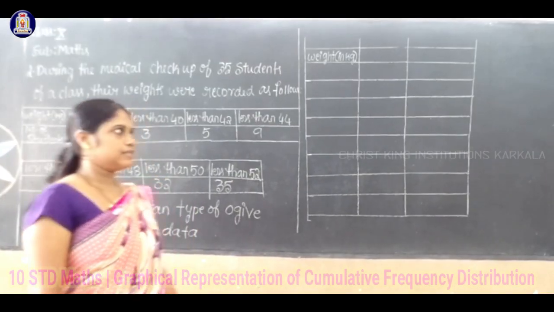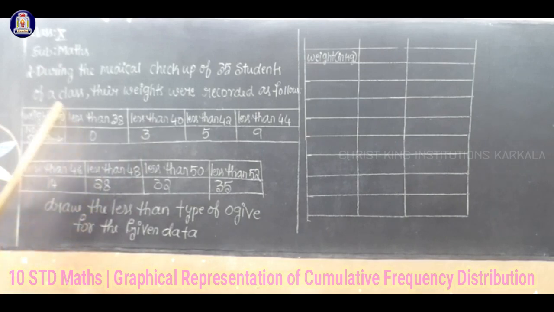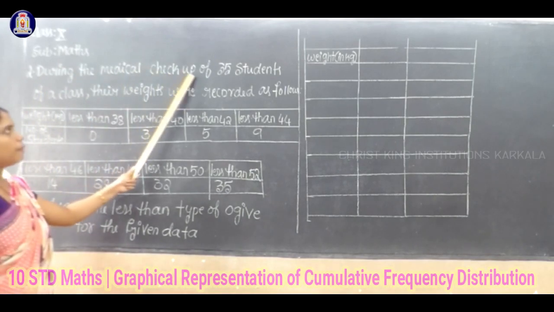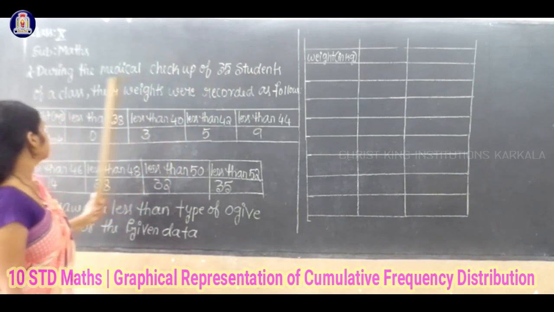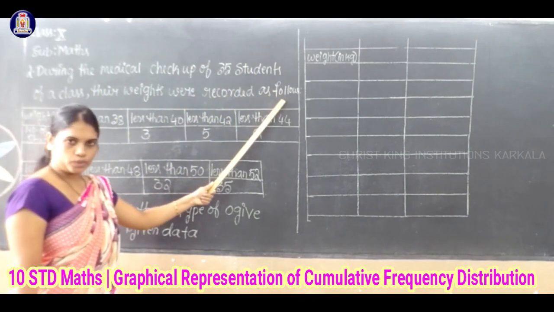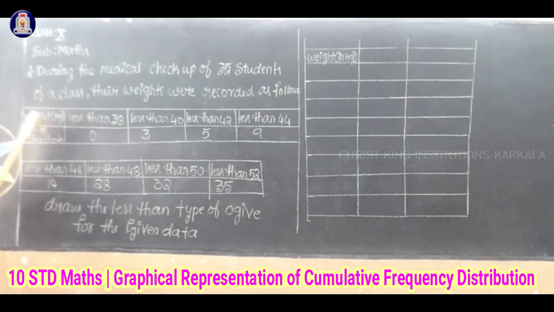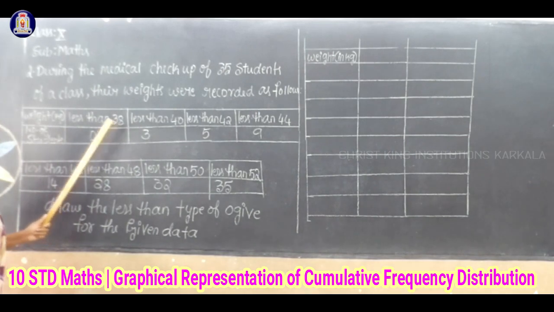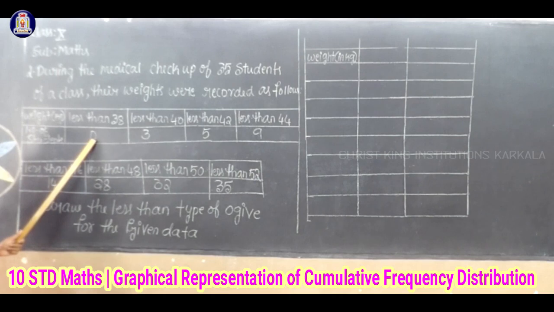Next question I will consider. This is also a 3 marks question. During the medical checkup of 35 students of a class, their weights were recorded as follows. The distributions are weight in kg and number of students. So weight less than 38 means less than 38 kg. What is the number of students? There are 0 students. Less than 38 kg, no students.